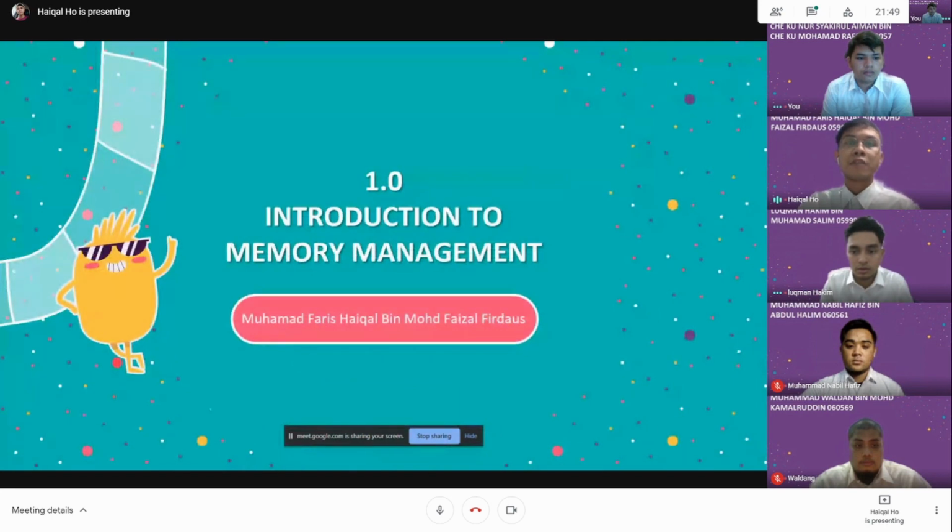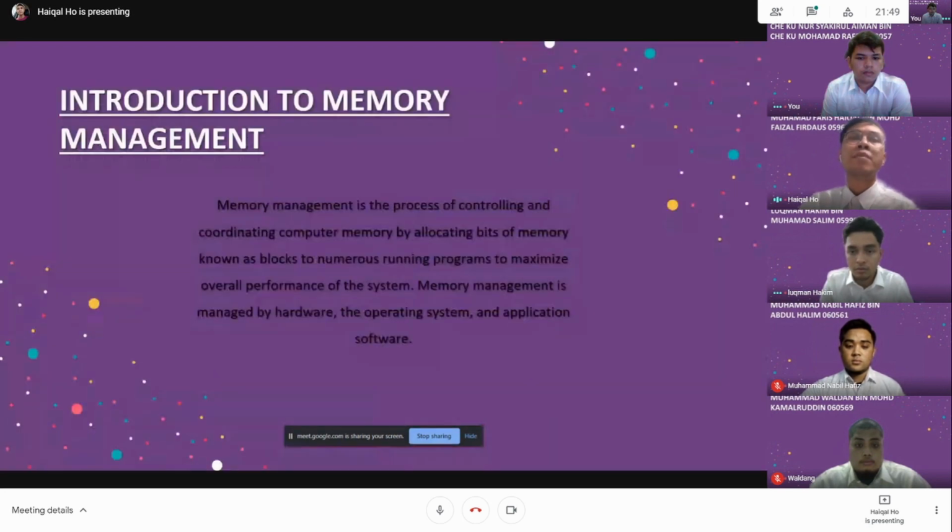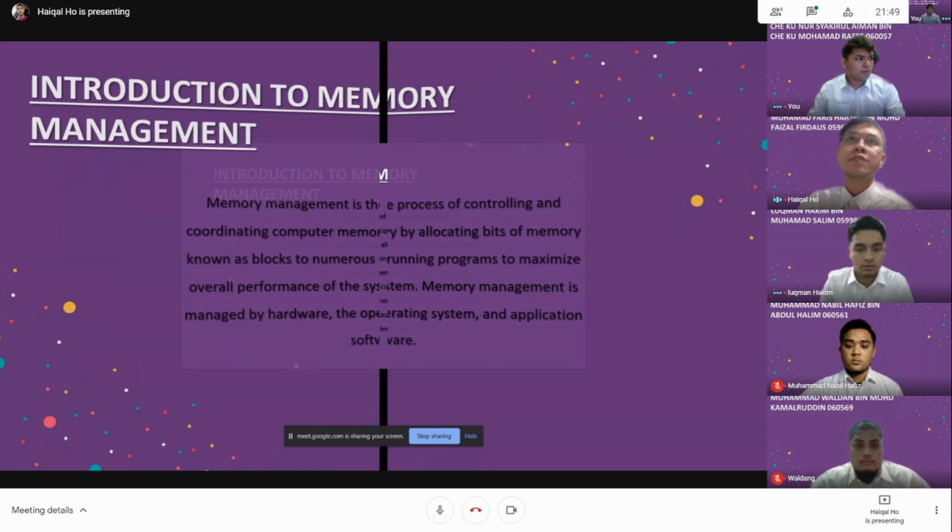Let me go to the first chapter, which is Introduction to Memory Management. So what is memory management? Memory management is the process of controlling and coordinating computer memory by allocating bits of memory known as blocks to numerous running programs to maximize the overall performance of the system. Memory management is handled by hardware, the operating system, and the application software.